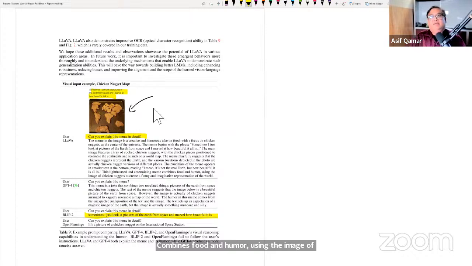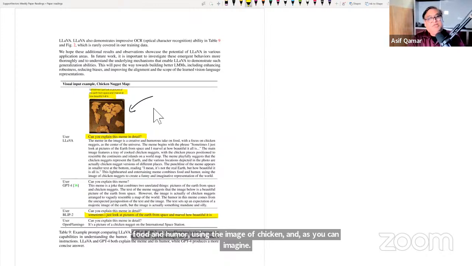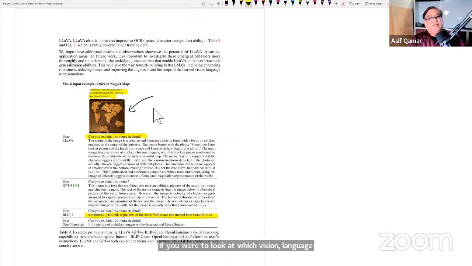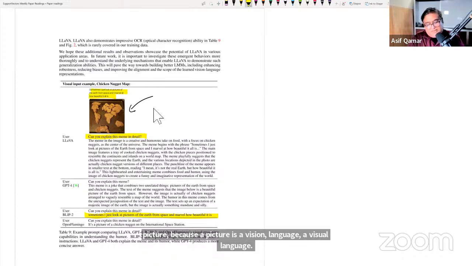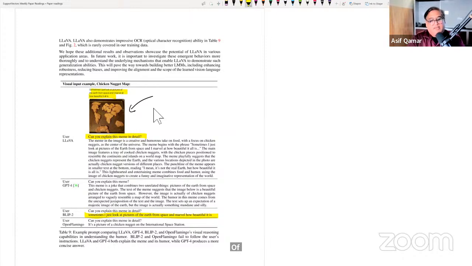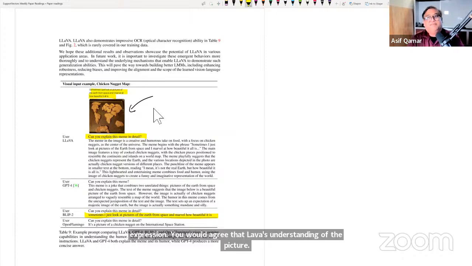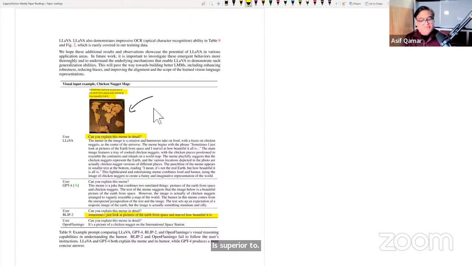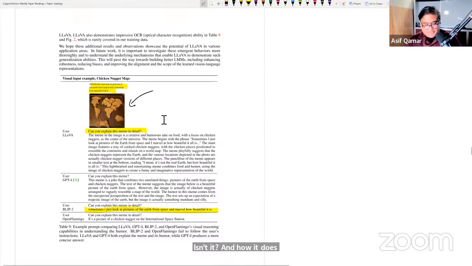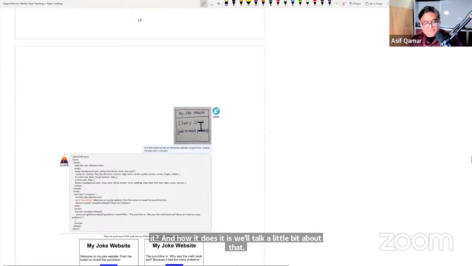And as you can imagine, if you were to look at vision language understanding, the ability of a machine to understand a picture, because a picture is a visual language of expression, you would agree that LLaVA's understanding of the picture is superior to the alternatives, isn't it? And how it does it, we'll talk a little bit about that. And look at what it does.